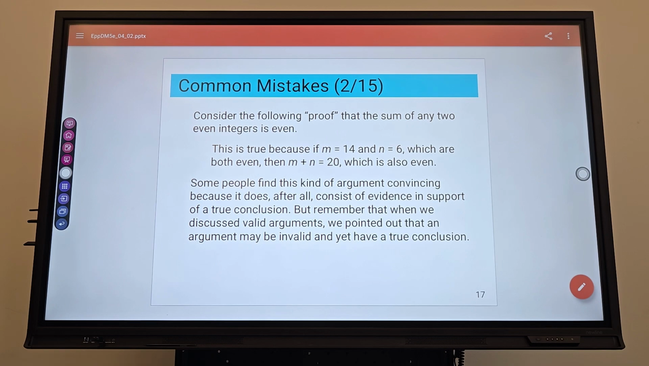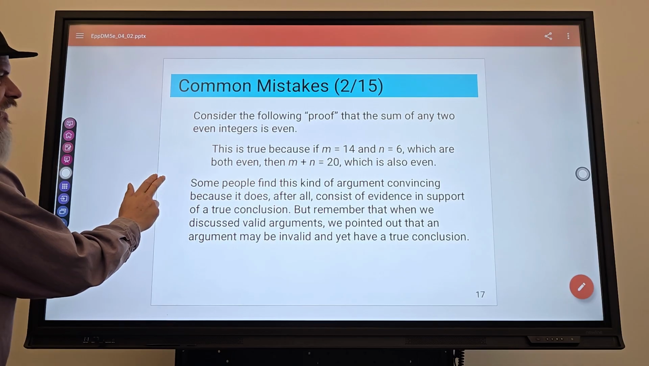Consider the following proof that the sum of any two even integers is even. So this is true because if m equals 14 and n equals 6, which are both even, then m plus n is 20, which is also even. When we discussed valid arguments, we pointed out that an argument may be invalid and yet have a true conclusion. So, not necessarily true.